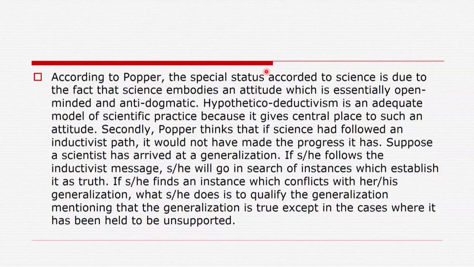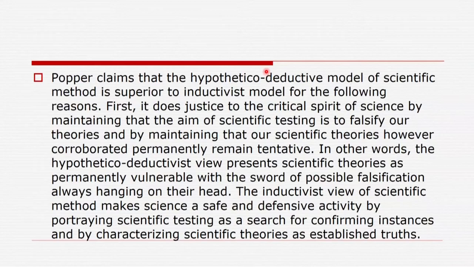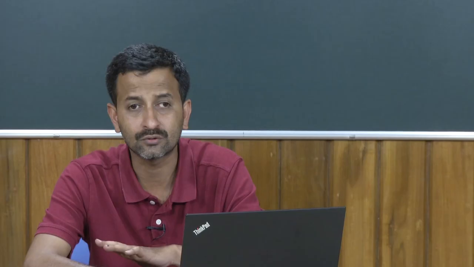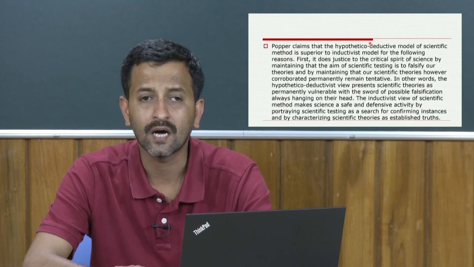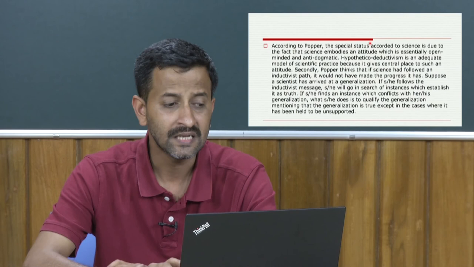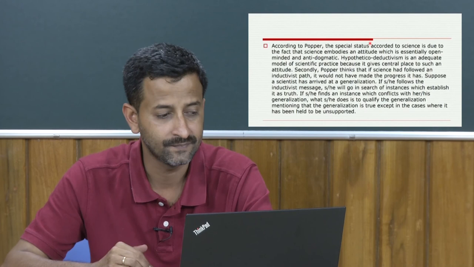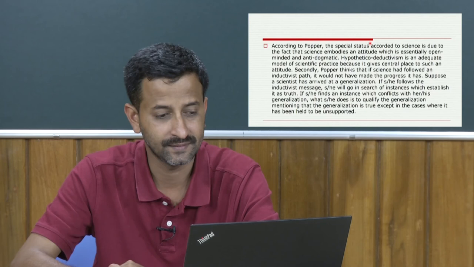Firstly, we said hypothetical deductivism does justice to the critical spirit of science by maintaining that the aim of scientific testing is to falsify our theories, and by maintaining that our scientific theories, however corroborated, permanently remain tentative. Secondly, Popper thinks that if science had followed an inductivist path, it would not have made the progress it has.